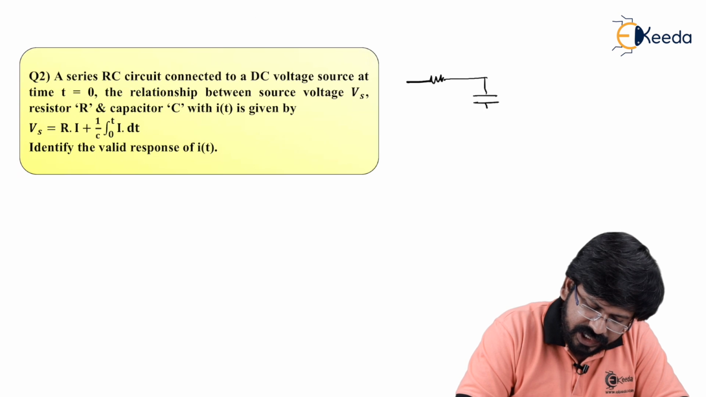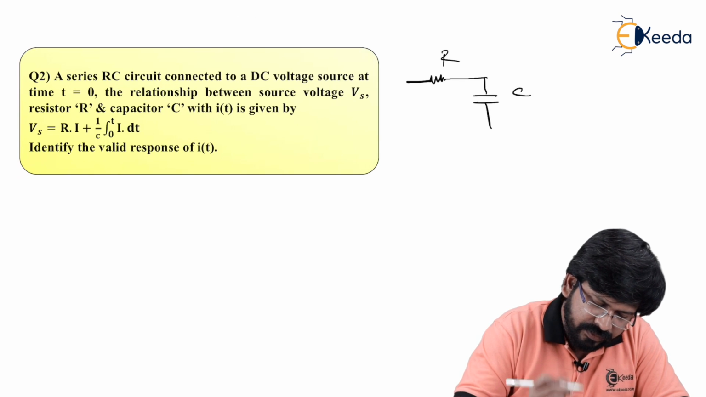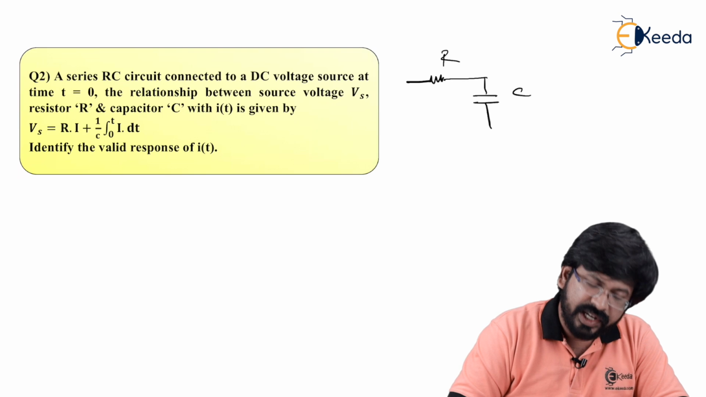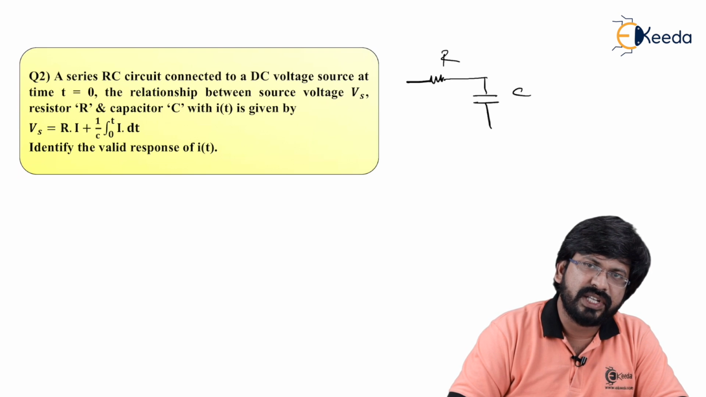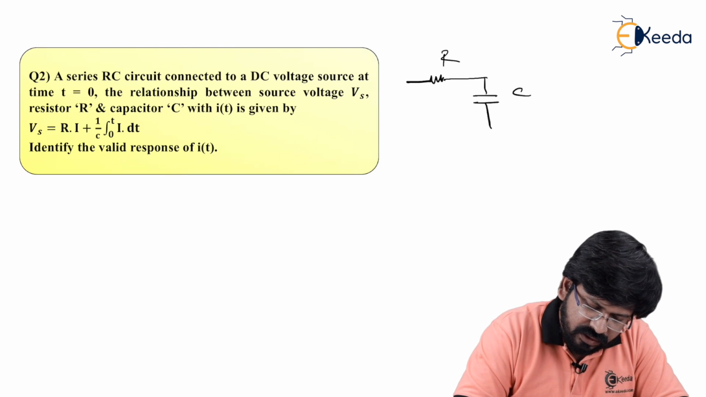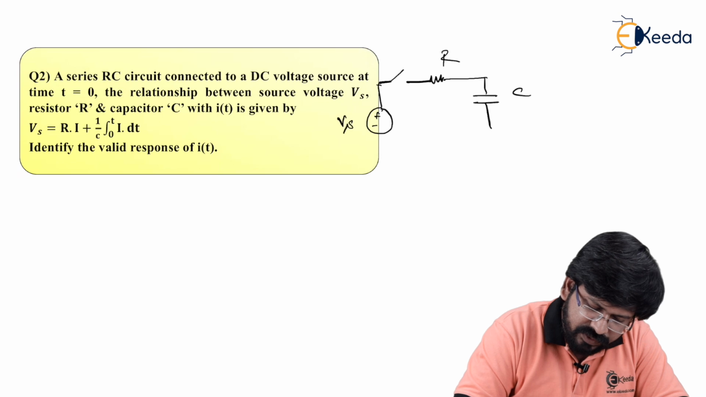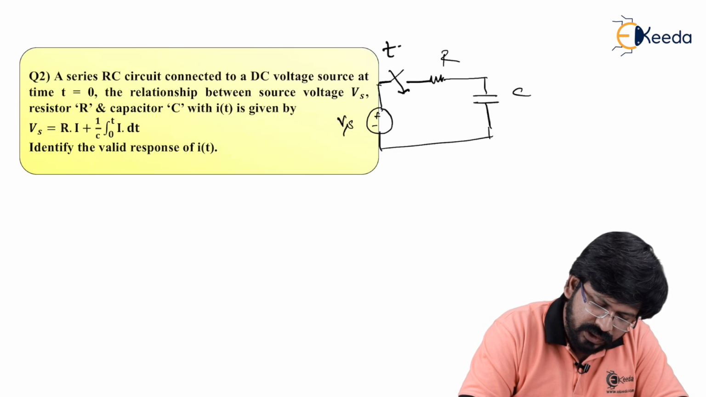It's a very simple RC circuit given. And they say that it is connected to a DC excitation or DC source at time t equal to 0. Means we can now connect a switch. And let's say supply voltage is Vs. And this switch is closing at t equal to 0.